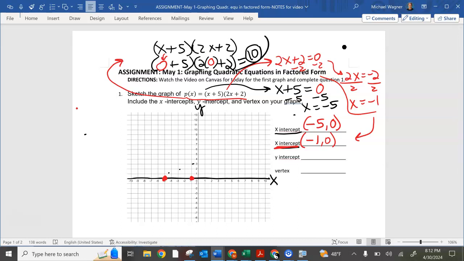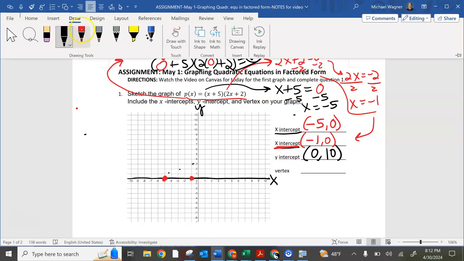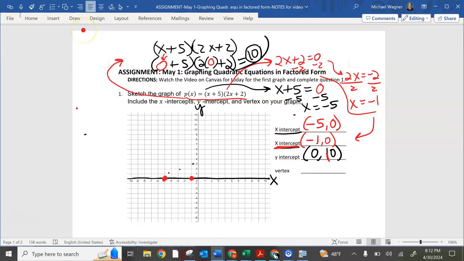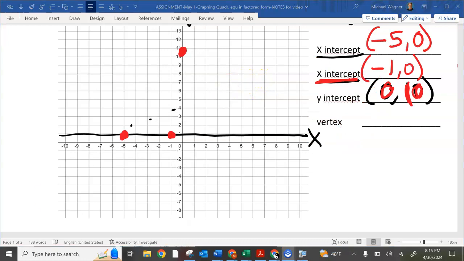So what is 10? That means the y-intercept is, remember, when x is equal to 0, the y is 10. So let's go ahead and do that. So it's 10, when x is equal to 0. That means we know 0 is right here for x, but y is 10, so that would be right there.